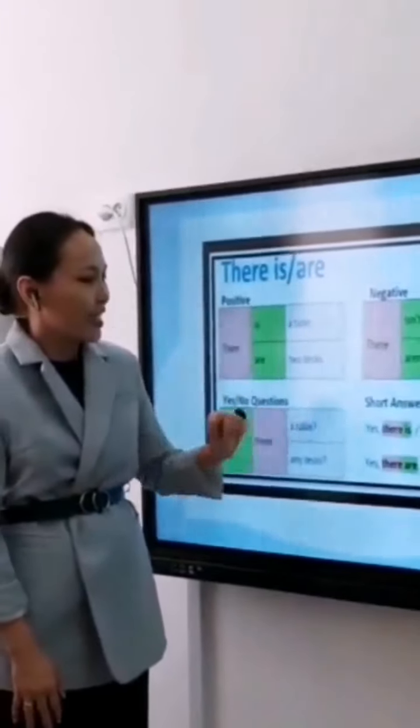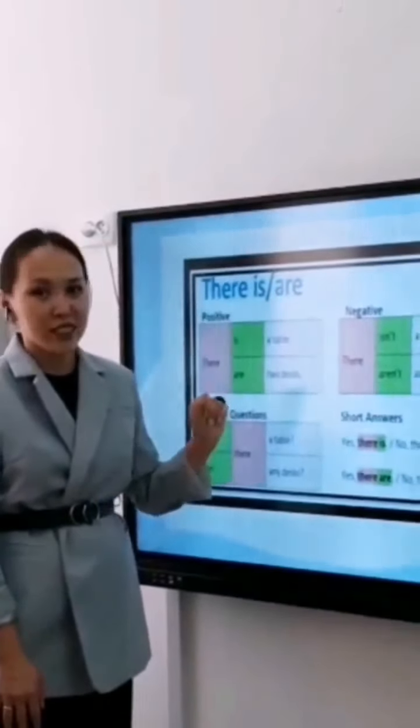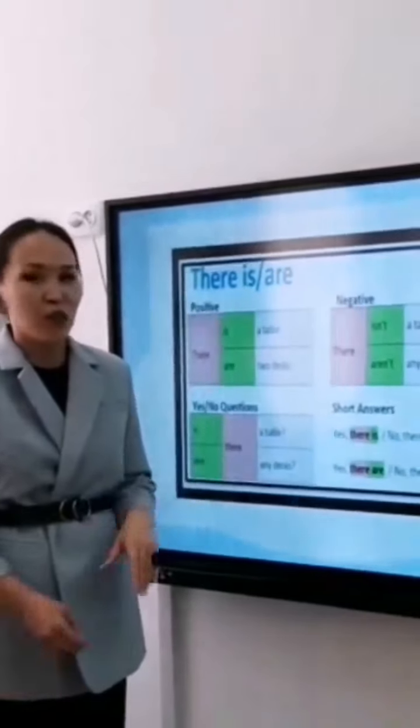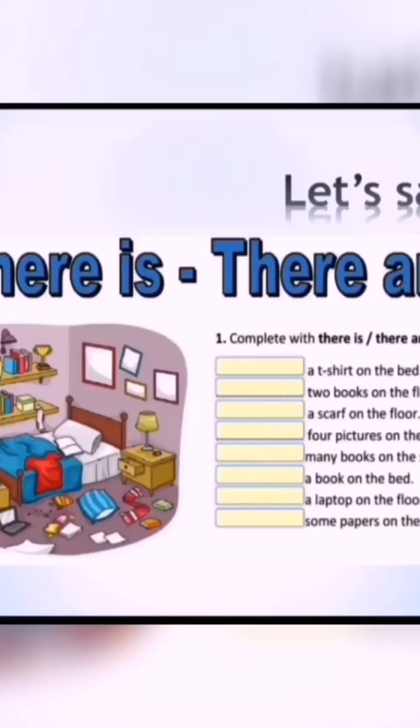Short answers. Yes, there is. No, there isn't. Yes, there are. No, there aren't. So, now children, let's do some tasks according to our lesson. The first task is let's say. Now you should say orally, complete with there is and there are. Please, at first look at the screen and look at the picture and complete the sentences with these constructions.